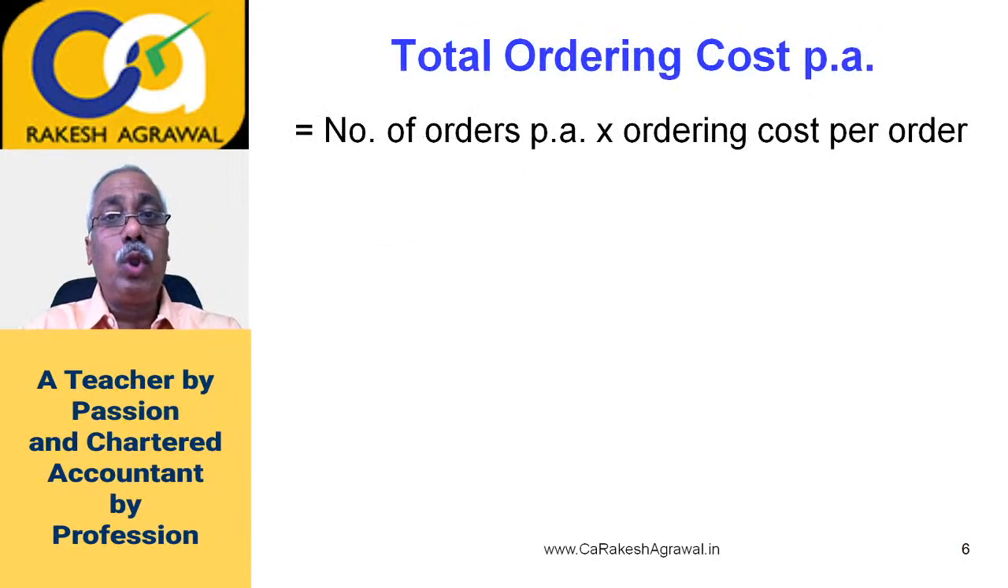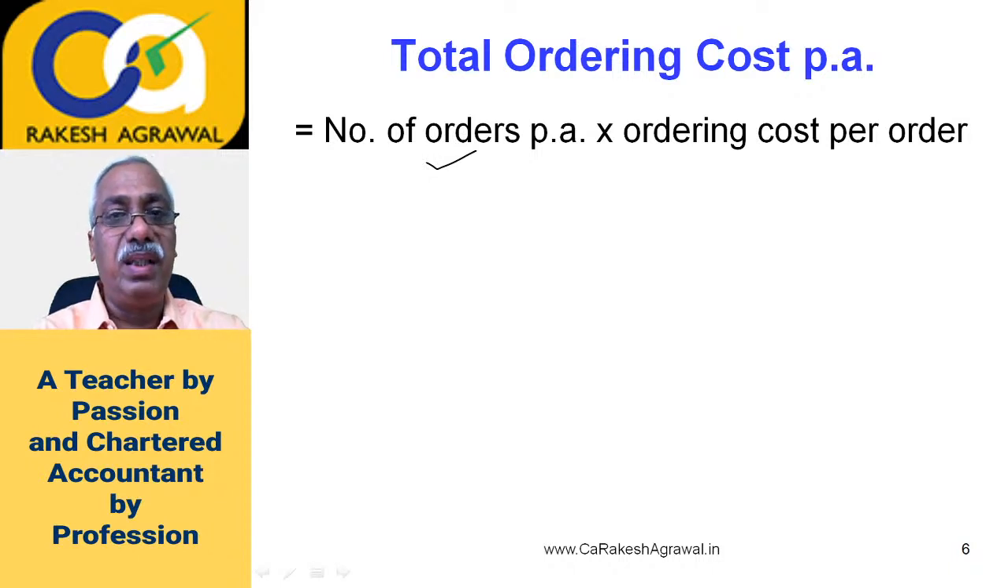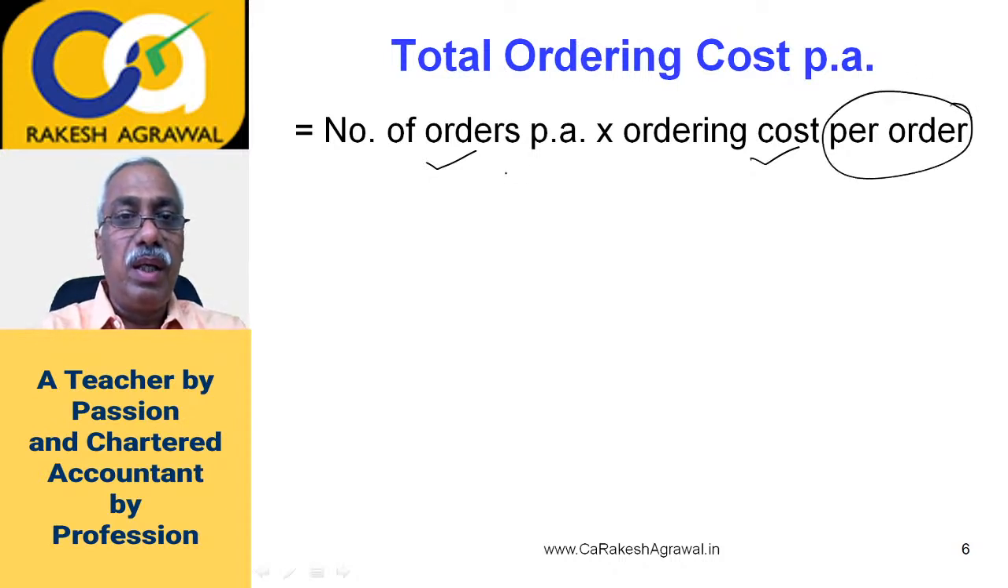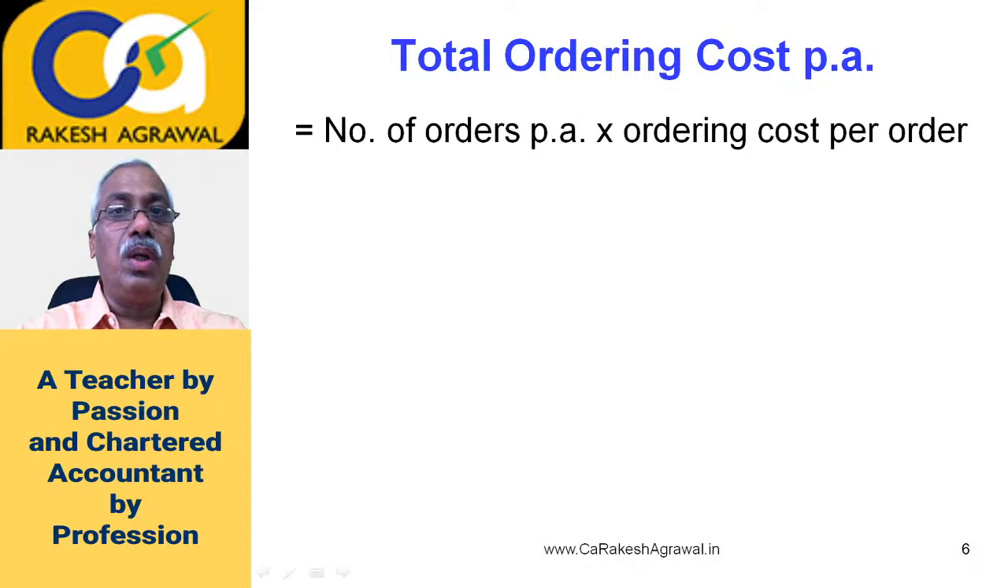Now let us see the formula of total ordering cost per annum. Right? This is the total ordering cost along with carrying cost which we have to minimize for the year. So this is total ordering cost per annum. Logically, it can be calculated as the number of orders which we place in a year into the ordering cost of placing one order to the supplier. So naturally, if the cost of placing one order is, let us say, rupees 500, and in a year you place 10 orders, it will become 500 into 10, rupees 5,000 per annum. So this is total ordering cost per annum.